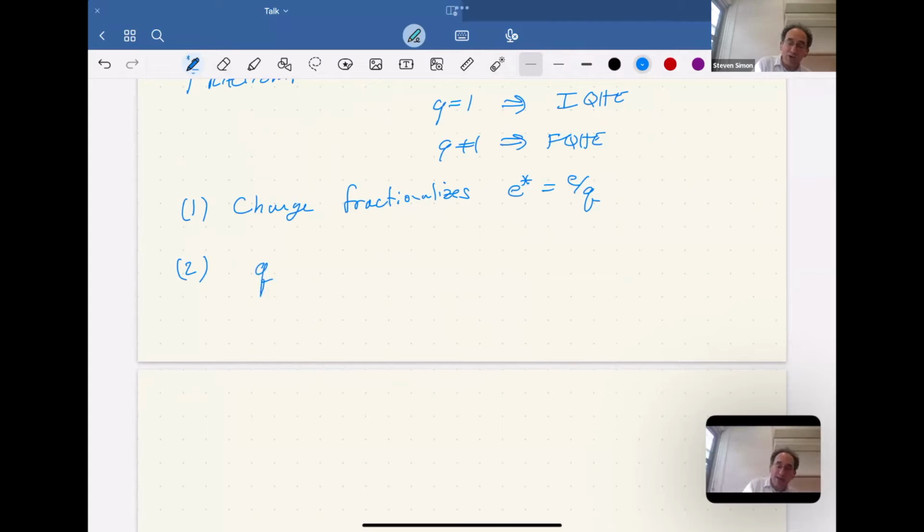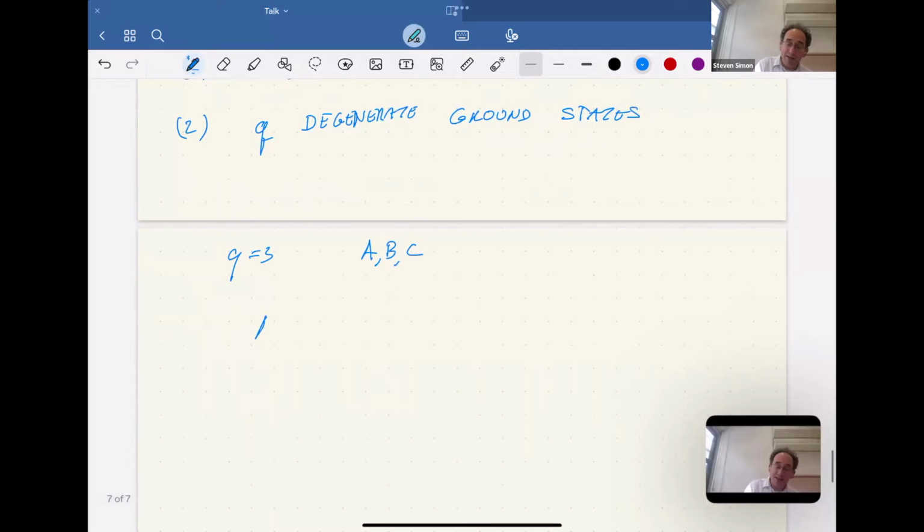But if you instead have Q degenerate ground states, let's say Q equals 3, and we'll call the ground states A, B, and C. Then what happens is you start in ground state A, you insert one flux, and instead of going back to ground state A, you go to ground state B. You're guaranteed that you stay in a ground state because you're gapped the whole time.